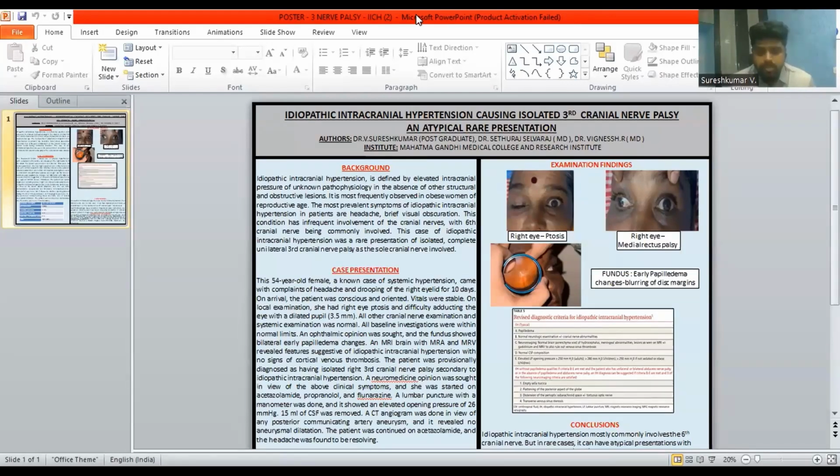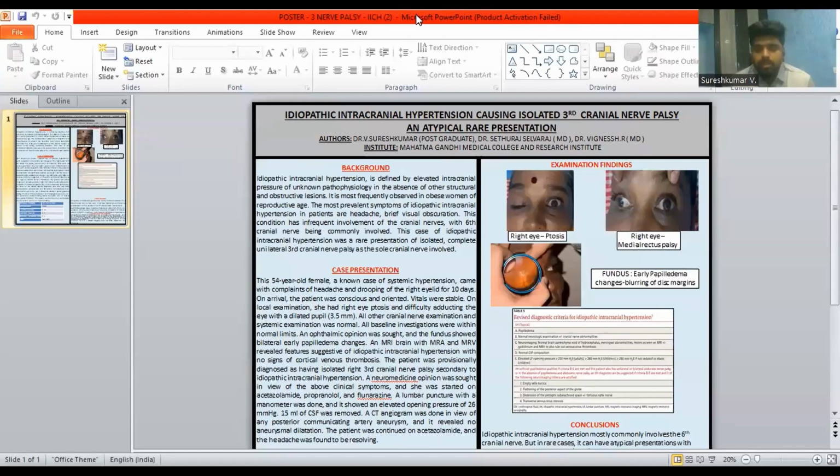The patient was provisionally diagnosed as isolated right third cranial nerve palsy secondary to idiopathic intracranial hypertension. A neuromedicine opinion was sought in view of the above clinical symptoms, and the patient was started on acetazolamide, propranolol, and flunarizine. A lumbar puncture was done with a manometer in situ, and it showed an elevated opening pressure of 26 mm Hg, and 15 ml of CSF was drained. A CT angiogram was done to rule out any posterior communicating artery aneurysm, and it revealed no aneurysmal dilatation.